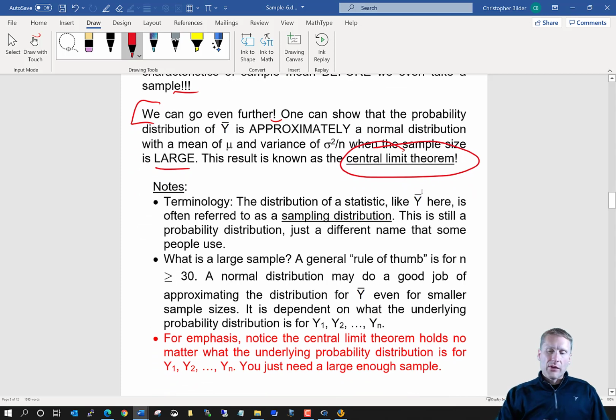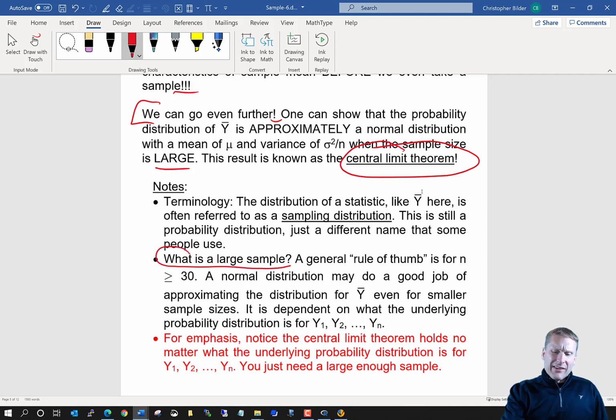Okay, so some notes. The distribution of the statistic y bar here is often referred to as a sampling distribution. Again, multiple terminology to mean the same thing. We can talk about the sampling distribution of y bar, or we can talk about the probability distribution of y bar. They are exactly the same thing. The reason why we also call it a sampling distribution is that y bar results from a sample.